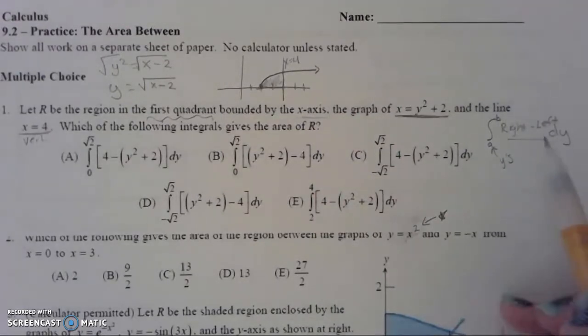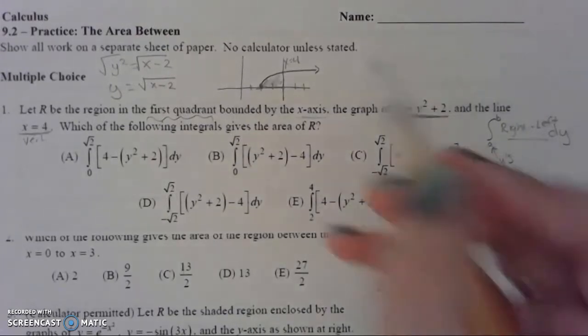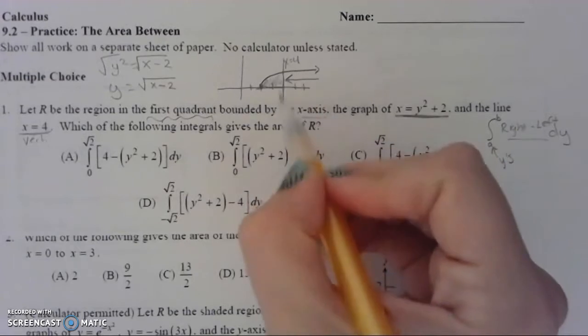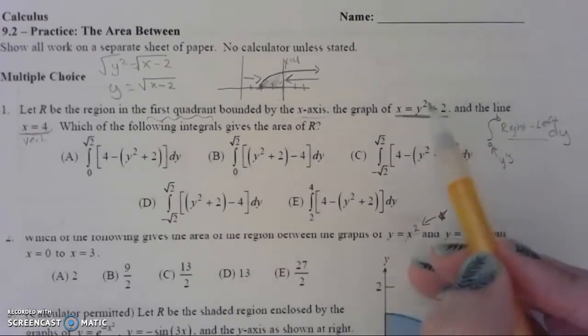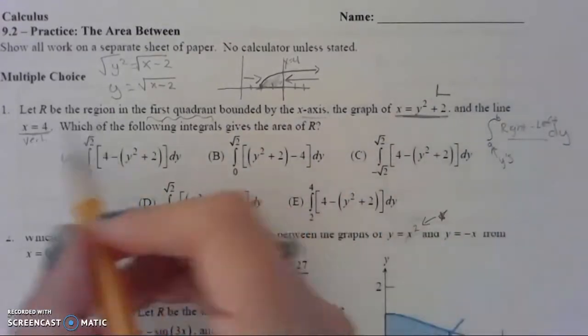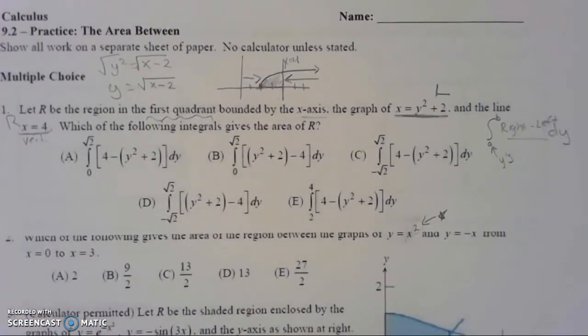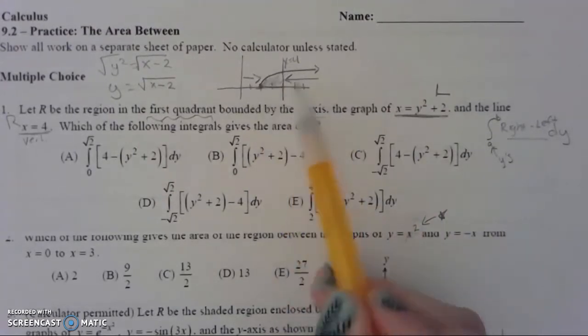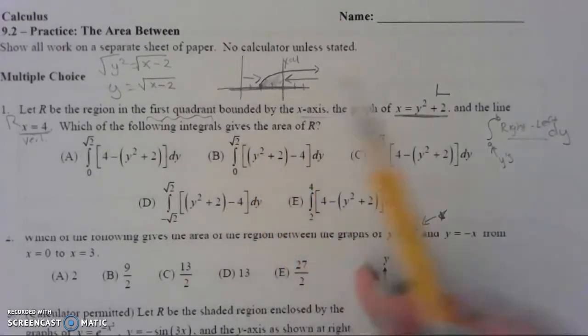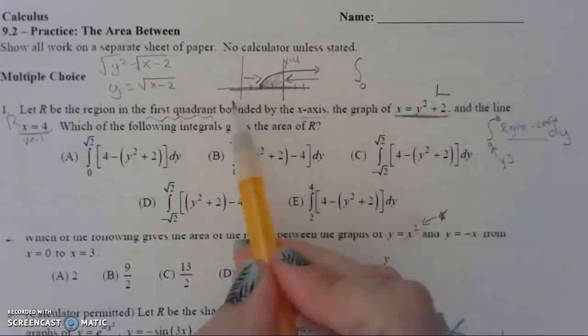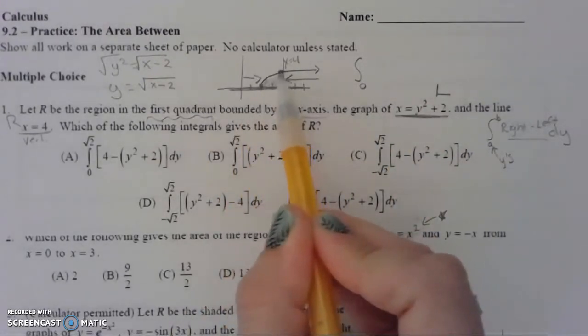Remember I said because this function was in terms of y, that means we're doing a right function minus a left function. So my right function here is this x equals 4. My left function here is actually this function. So this one's going to be our left function. This one's going to be our right function. Then the only other difference we said was these two limits need to be in terms of y. So I need to know what's the smallest y value we have here. Well, the smallest y value we have here is 0. And the biggest y value we have here is whatever the y value is here.